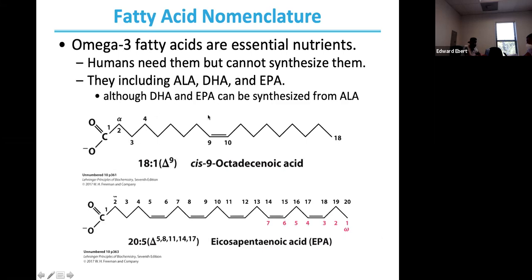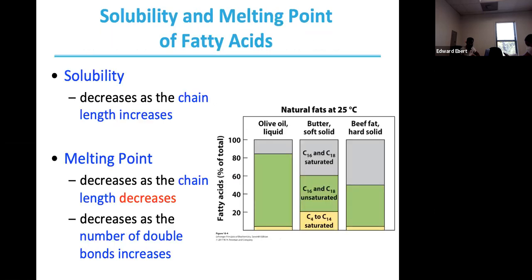So omega fatty acids are essential nutrients. We need them, but we can't synthesize them. Things like DHA and EPA, we get from omega fatty acids in fish oil capsules, or I don't know if you ever had a grandmother who said, oh, you're sick, have a spoonful of cod liver oil. Yeah, because it tastes so delicious. I'm not sick anymore. All right.